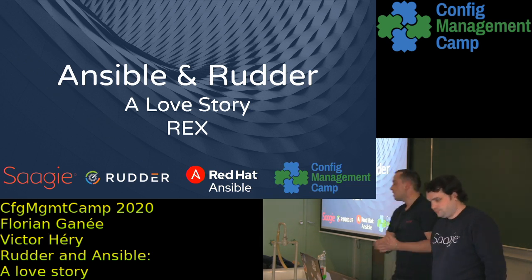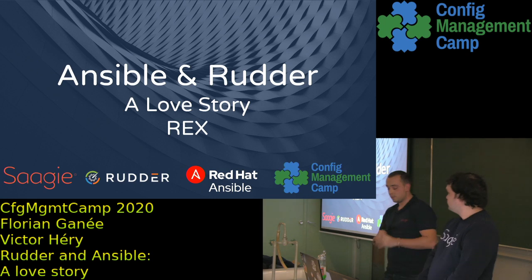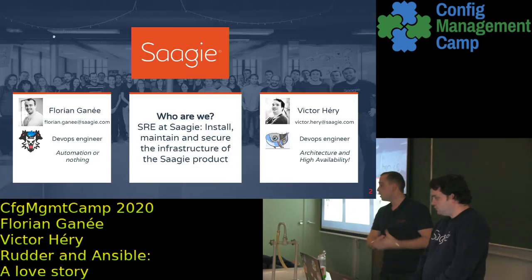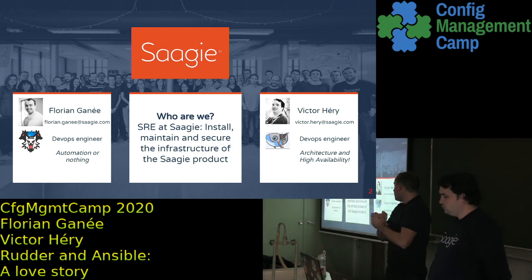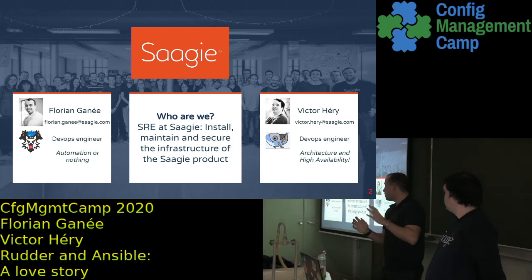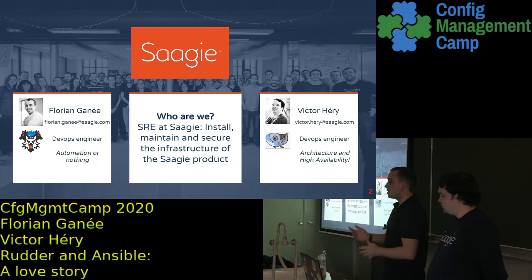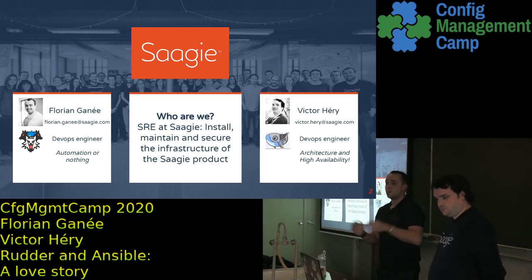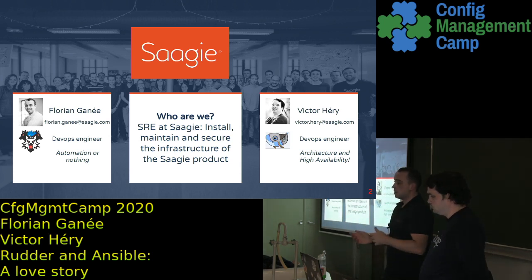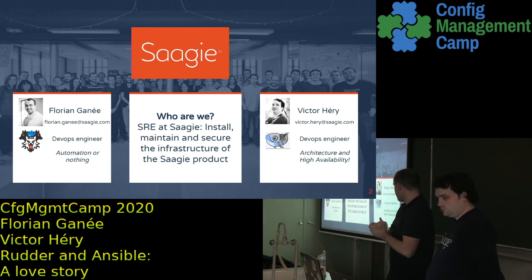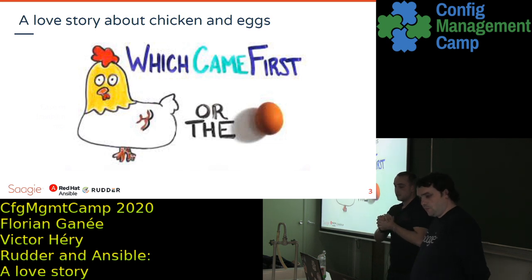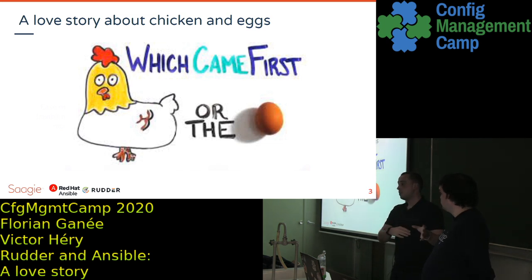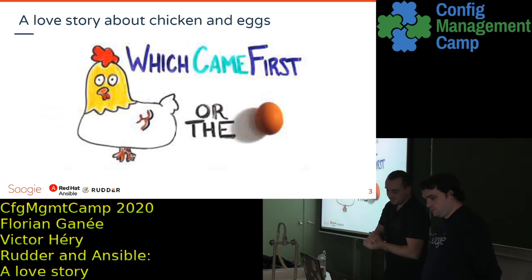Okay, so let's start. Hi everyone, I'm Florian Ganet from Sagi, and this is Victor Herry. We are both DevOps engineers at Sagi. Our main goal is to install, maintain, and secure the infrastructure of the Sagi product, either on the public cloud or on our physical servers. We are going to present you today the love story between Ansible and Rudder, but it's not only a love story.